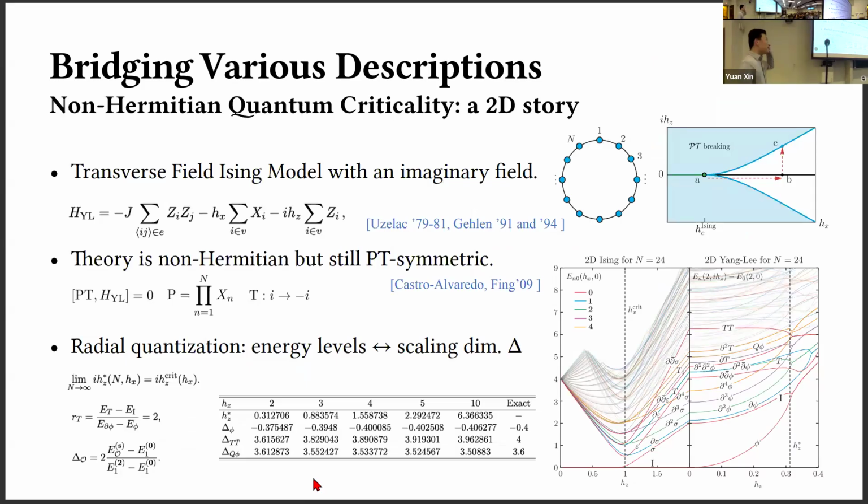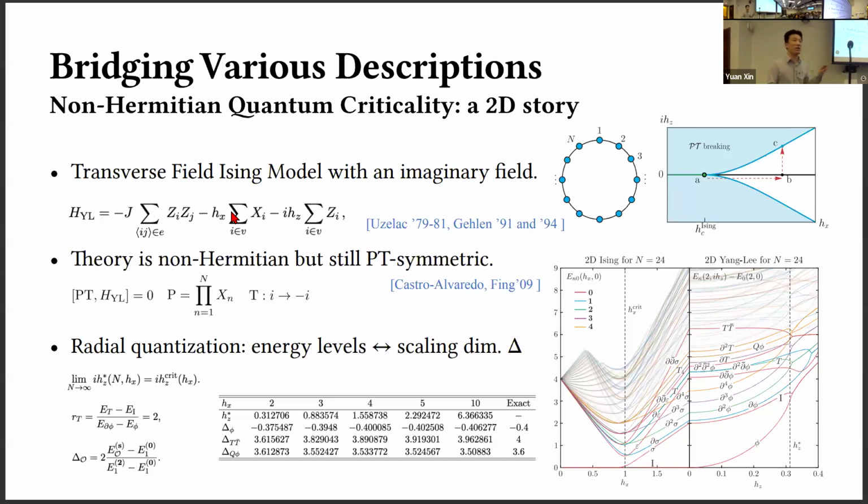Okay, so that's the expectation from the Landau-Ginzburg theory. And what about a quantum Hamiltonian, right? So our model is basically a quantum many-body theory of a bunch of interacting spins.